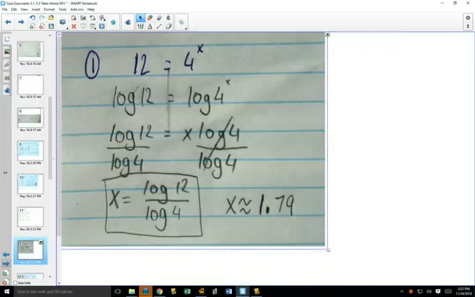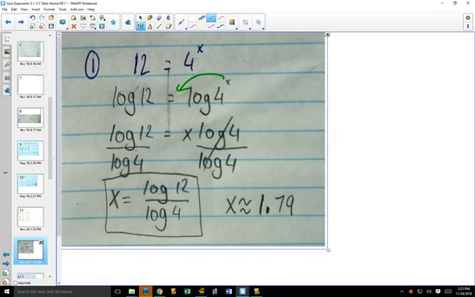Here we go. So here's the first one. We had 12 equals 4 to the x. If you take the log of both sides, you'd get log 12 equals log 4 to the x. Then you can use your log law here, and this x can come out in front. So then you get log 12 equals x log 4. In order to get the x by itself, divide both sides by log 4. So this is a very standard way of doing this kind of question.